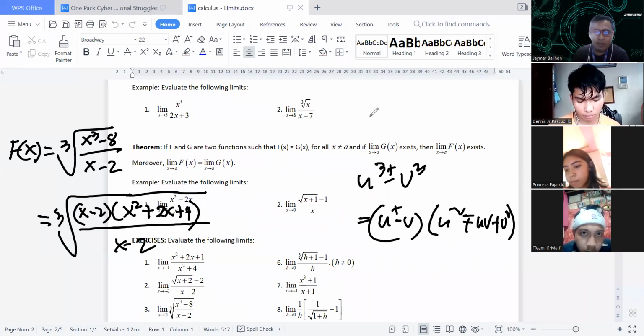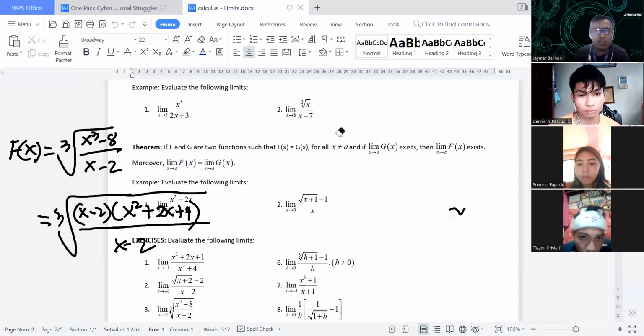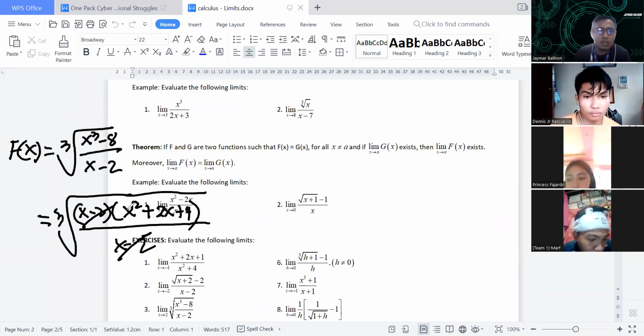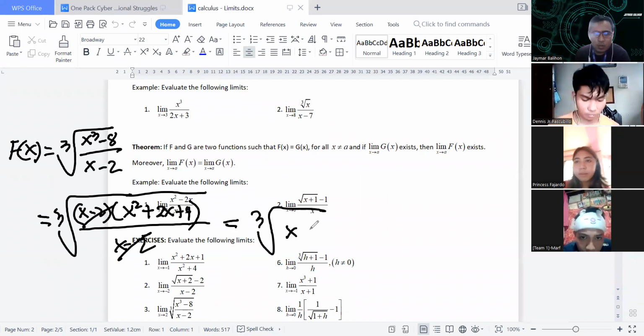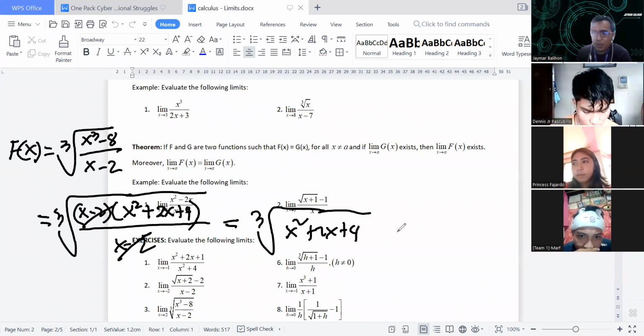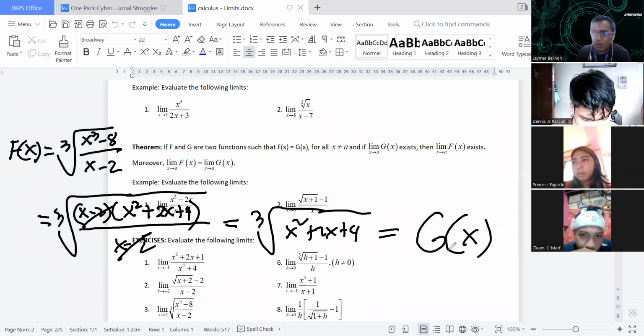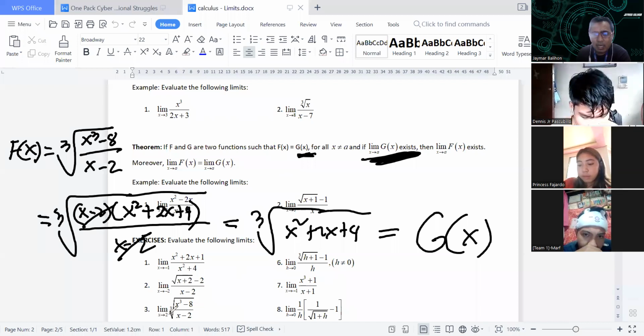What we apply here is the difference between two cubes because 8 is a cube. Okay. So here it will be eliminated. It will be equal to 1, right? Any expression divided by itself is equal to 1. So in this case, it will now be the cube root of x squared plus 2x plus 4. And this function now will be your capital G of x being mentioned here. And the limit of that at the fixed point 2 will be defined.